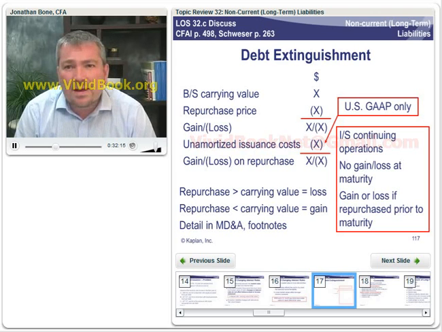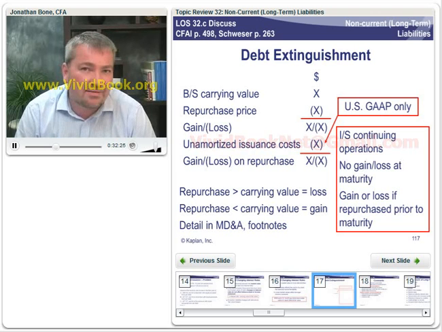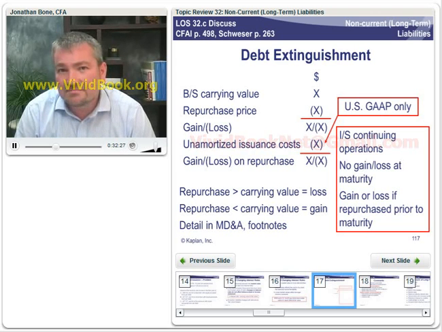But what about bonds that are extinguished prior to their maturity date? Well, then we might see a gain or loss. Now, what we need to do is compare the balance sheet carrying value to the repurchase price. And put simply, if the company has to pay more than the balance sheet liability value, you're going to get a loss. If the company pays less than the balance sheet liability value, you're going to get a gain. Now, that's the end of the story with IFRS.